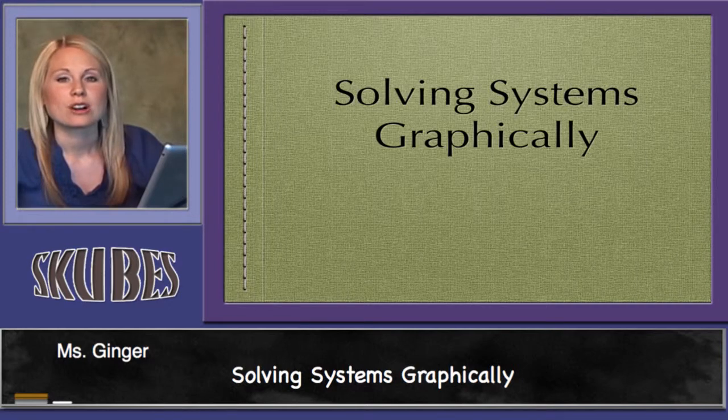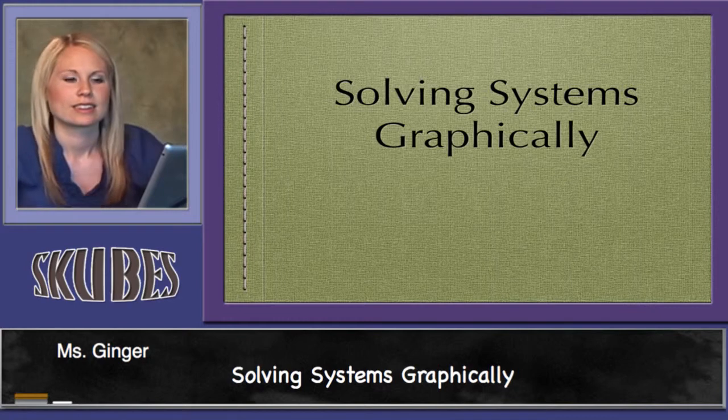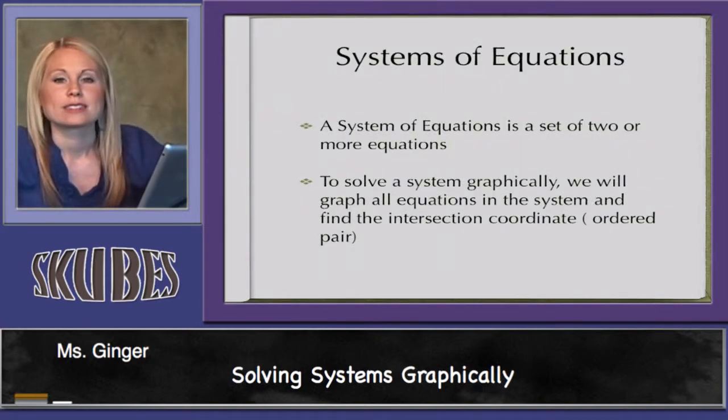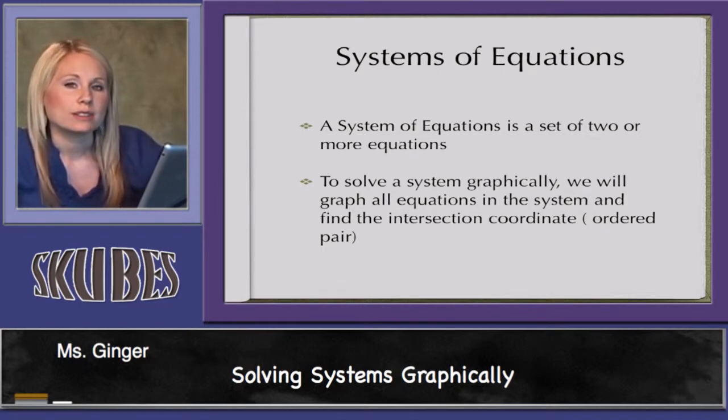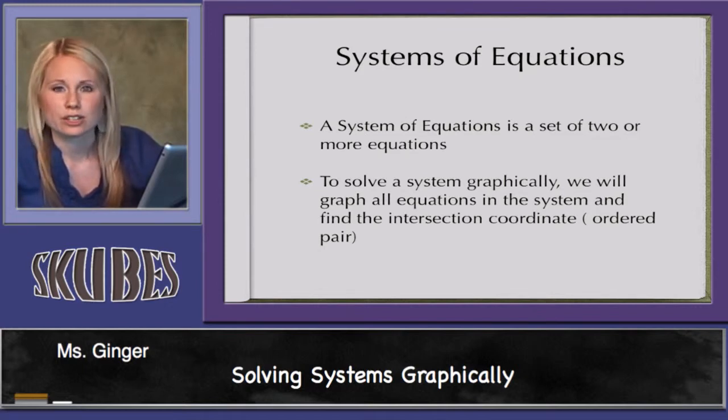Hey everyone, we're going to talk about solving systems graphically today. When you think about a system of equations, we're talking about a set of two or more equations put together, and to solve them graphically, all we need to look for is their point of intersection. So we're going to take a look at a system of two equations and graph them together, find their point of intersection, and state their solution.